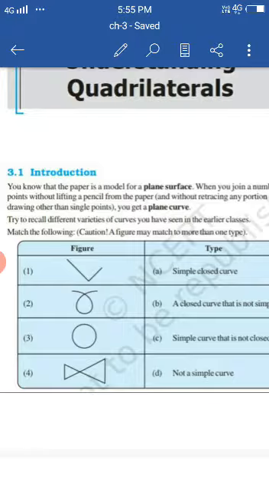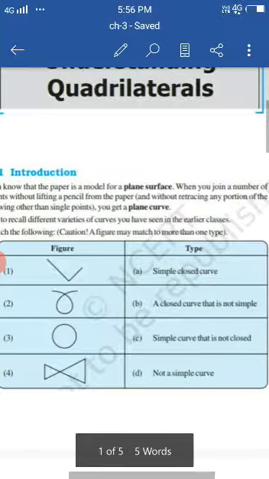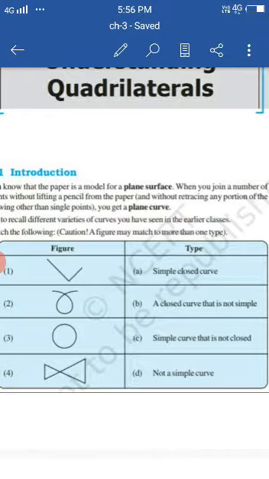Like, first one is a curve that is not closed. A curve can be made up of line segments, children. So in the first figure you can see that it is a simple curve that is not closed. Now come to the second one. It is also a curve, but it is not simple. It is closed, but it is not simple.